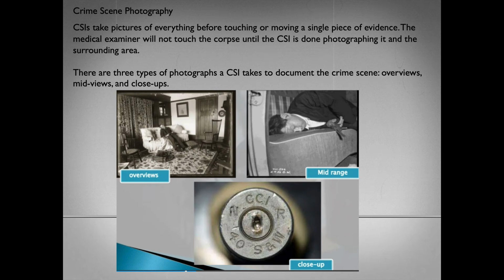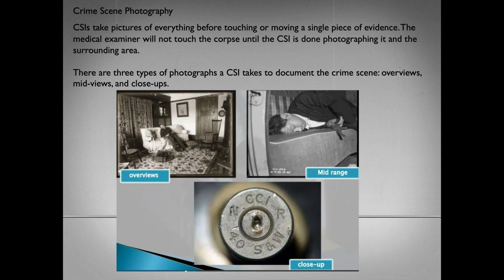You can see just on this slide alone that there are 3 different distances involved with a lot of the photographs. So we have the overview, which is the entire room scene that you see here. We see a mid-range photograph in the second picture, and in the third picture you see a close-up, which is ultimately going to be the casing from a spent round of ammunition.